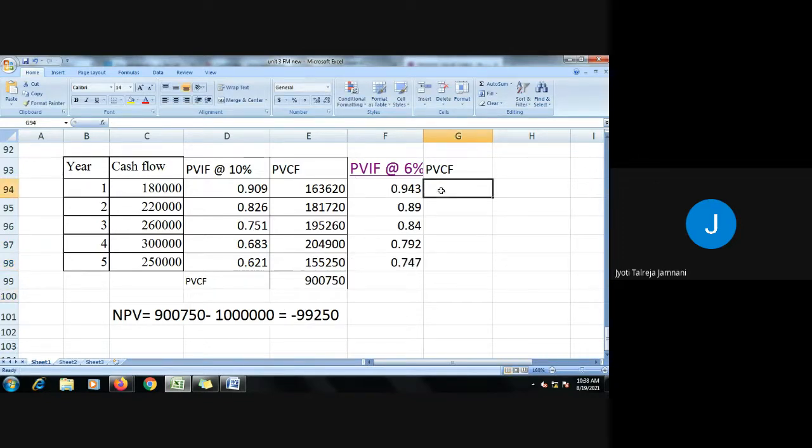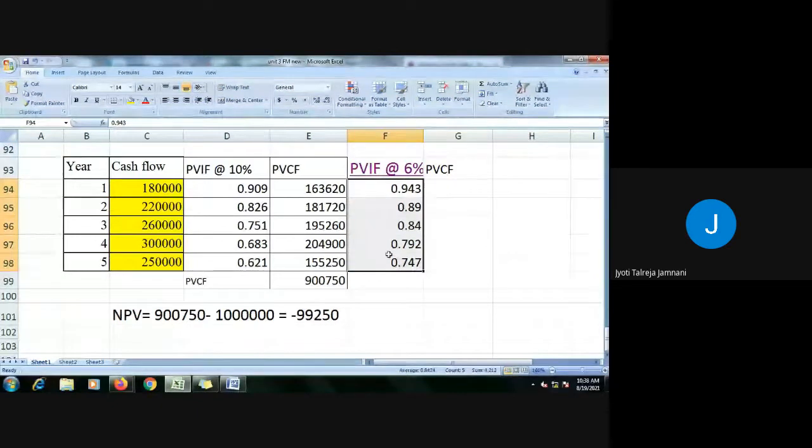Now we'll find the present value of cash flow. How to find the present value of cash flow? Again, I'm repeating, don't take this answer. This is already the present value of cash flow. Don't multiply this and this. You make such mistakes in the exam all the time because you'll be in a hurry and you'll not understand, and you'll simply multiply this with this. We want cash flow into present value interest factor. So these are the cash flows. We have to multiply these with the 6% rate. Like we multiplied the cash flows with 10%, now we are multiplying cash flows with 6%.